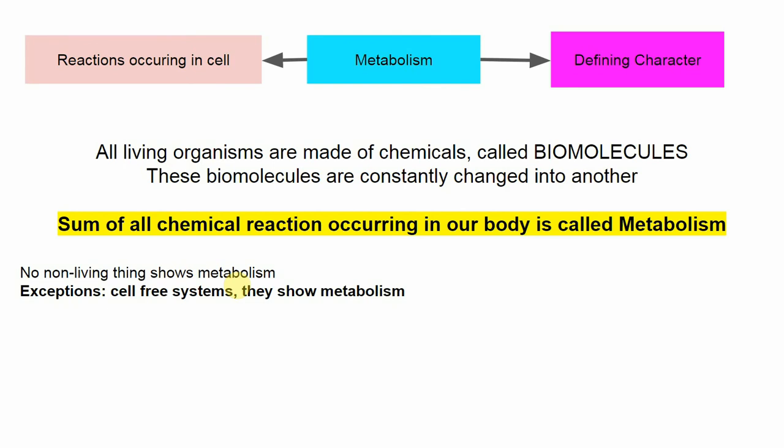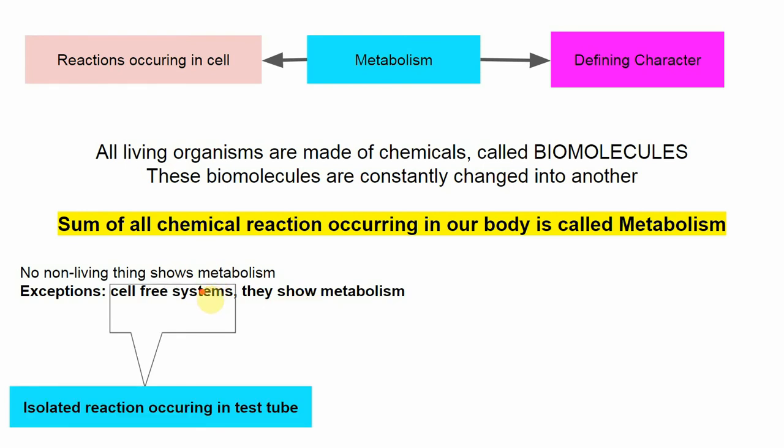So we see growth in the case of even non-living entities, and in the case of reproduction, obviously no non-living thing can reproduce, but still there are exceptions in the living organisms itself. There are some living organisms which cannot reproduce. So hence growth and reproduction cannot be a defining feature. But in the case of metabolism, it is the only defining feature or character of the living organisms, right? Again, the exception is the cell-free systems. Okay, the cell-free systems show metabolism.